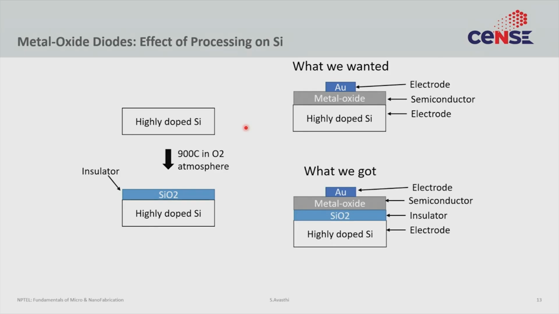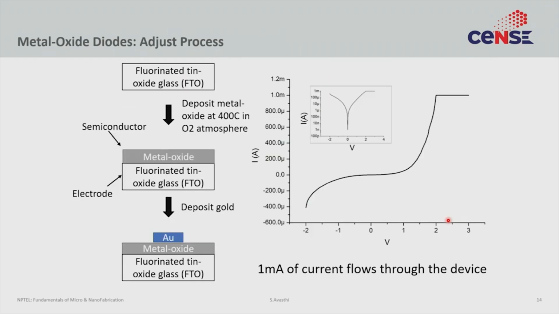So it doesn't matter whether metal oxide is conductive or not. The IV characteristic is completely decided by the insulator that has been added in this structure, simply because of the way we did the processing. So what the student ultimately ended up doing was not use silicon as a substrate. They just used FTO as the substrate. Now FTO is already an oxide, so it cannot be oxidized anymore.